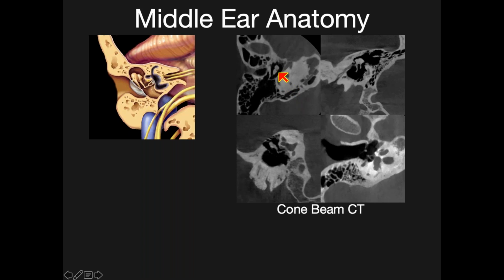Again, that kind of cone beam view shown nicely. The malleus, incus, the incudomalleolar joint, the long process of the incus, stapes towards the oval window. And this is one big area where I like to use cone beam CT, the stapes oval window complex.